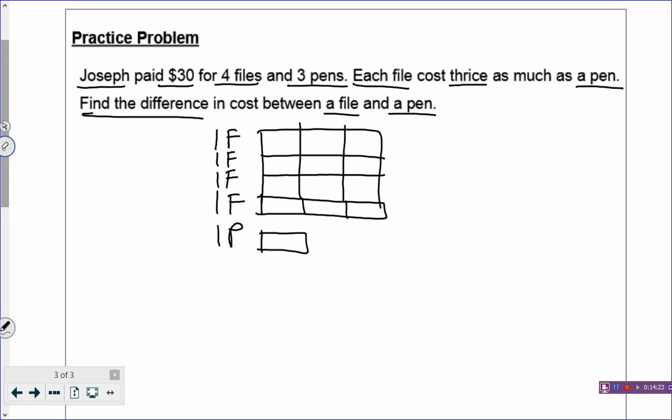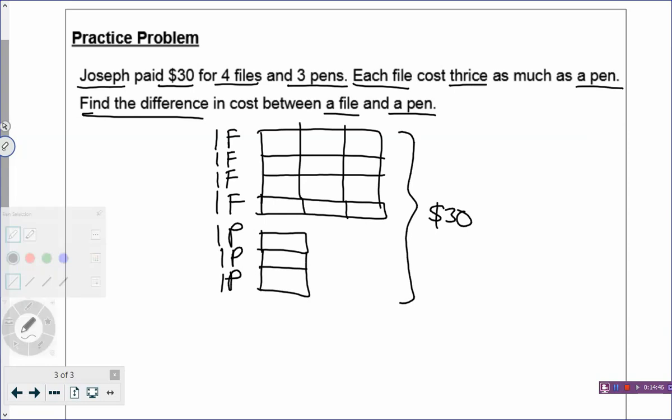And how about the pen? Joseph bought 3 pens, so you stack down, and there are 3 boxes as well. So you have 1 pen, 2 pens, 3 pens. And how much did Joseph pay? Joseph paid $30 for everything, so you draw the vertical arrow sign. Then find the difference in cost between a file and a pen.